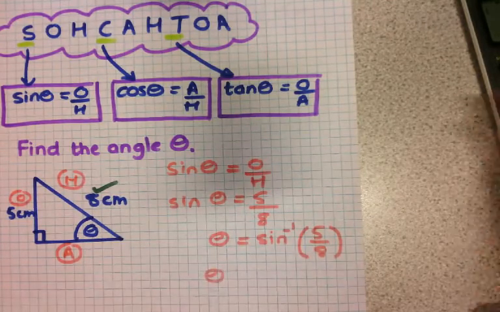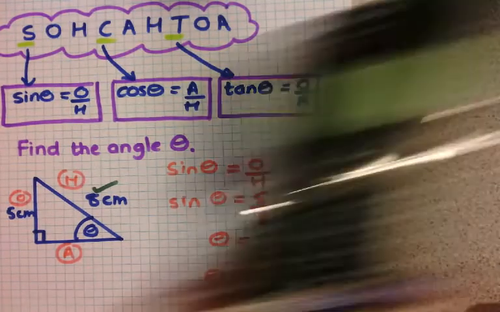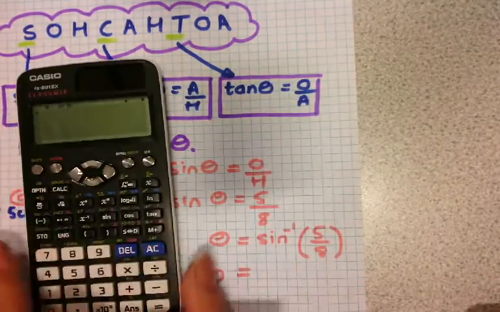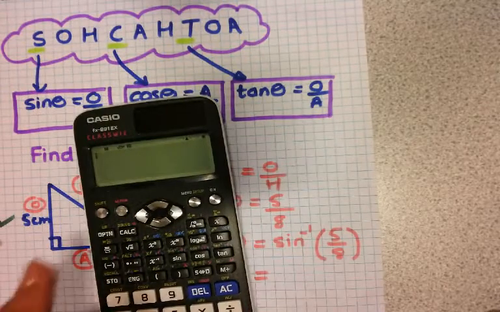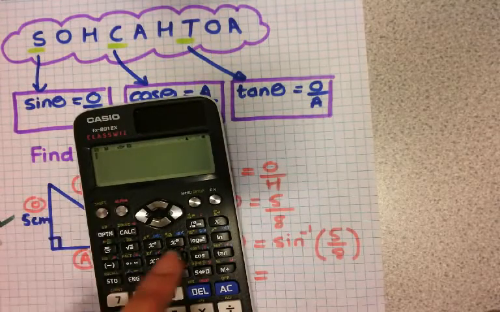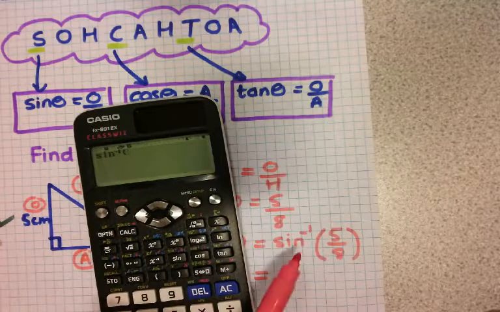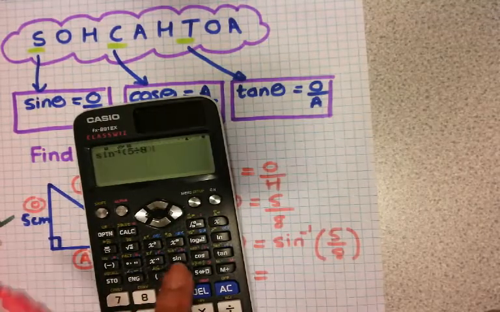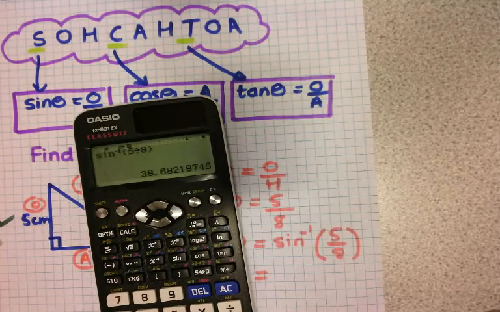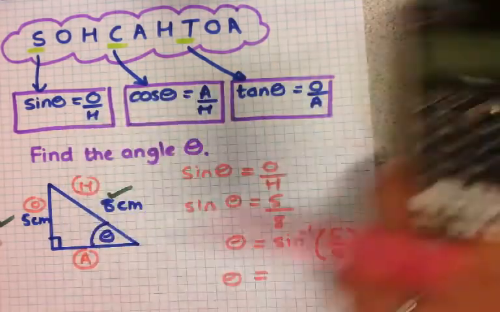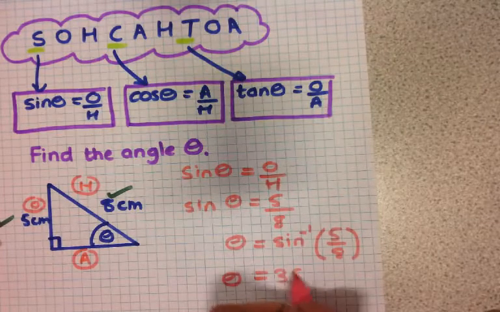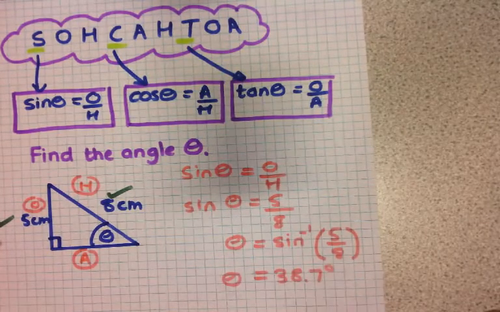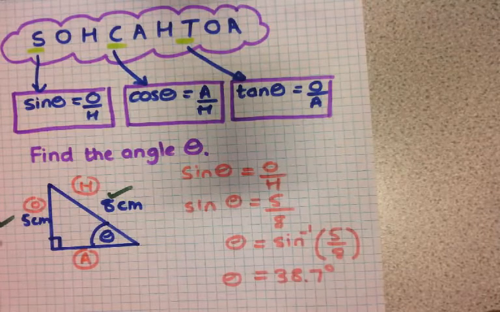So how do I put this into my calculator? What I need to do is press shift sine, and you'll see that little sine to the -1 come up. Do 5 divided by 8, close brackets, equals. So that angle to one decimal place, the 6 gets pushed up to a 7, is 38.7 degrees. The question will ask you what to round it to.